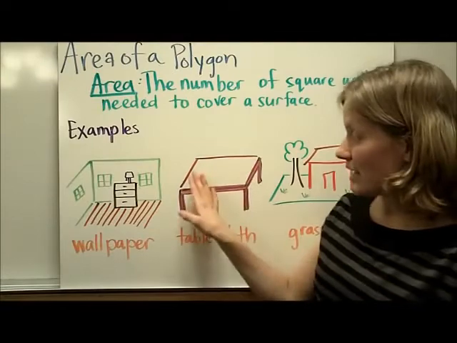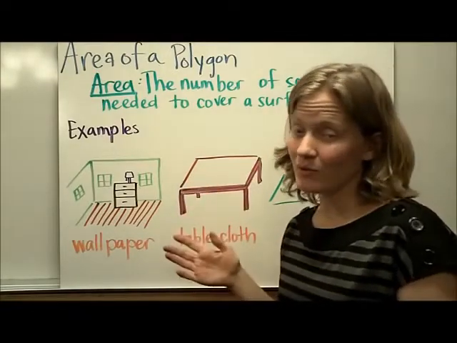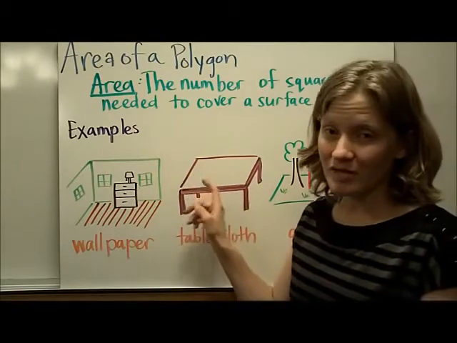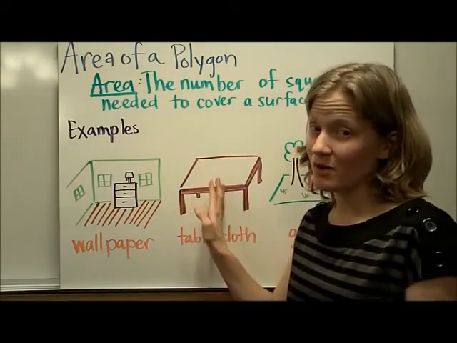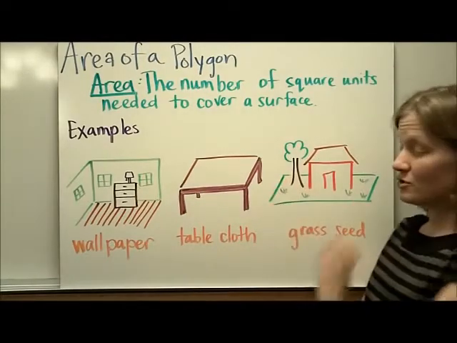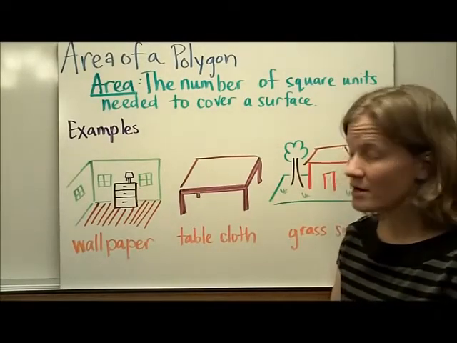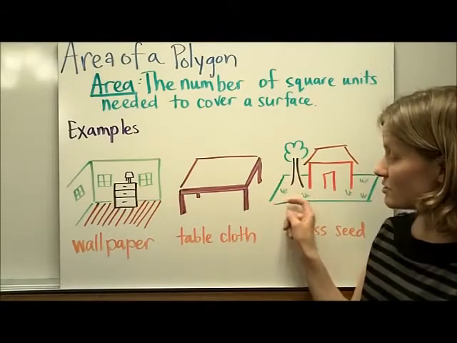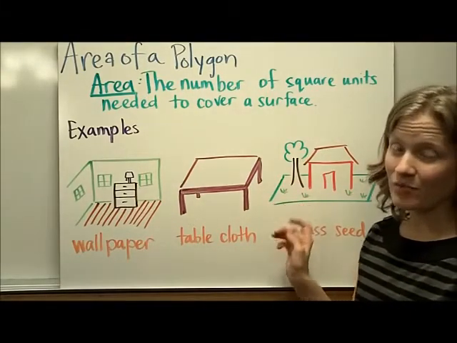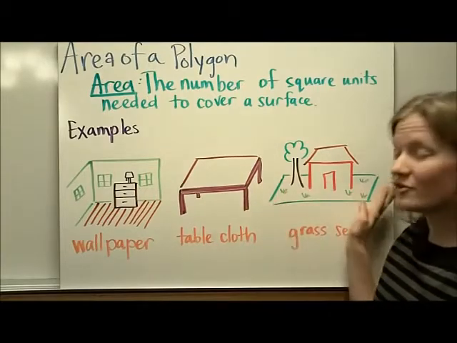If you had a table and you wanted to make a tablecloth, you would measure the area of your table in order to know maybe how many square feet of fabric to buy. And finally, if you needed to plant grass seed in your yard, you might need to know the square footage of your yard in order to buy the appropriate amount of grass seed to cover your yard.